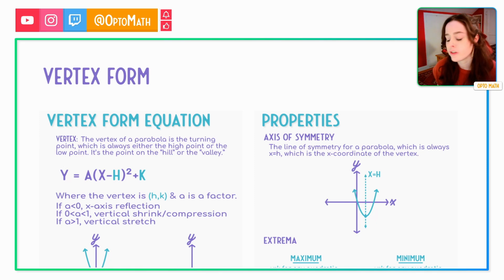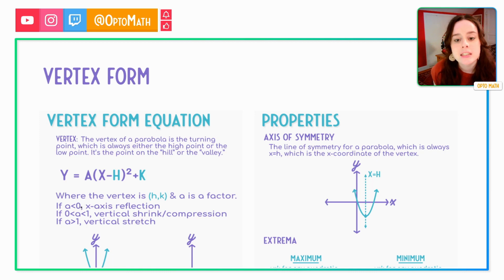So we have our vertex form written here. y equals a times the quantity of x minus h squared plus k. And h and k are a different color because those are the x value and y value that make our vertex. And a is just a factor, meaning just some number that's being multiplied by the quantity of x minus h squared. And a will tell us some transformations just like h and k will.